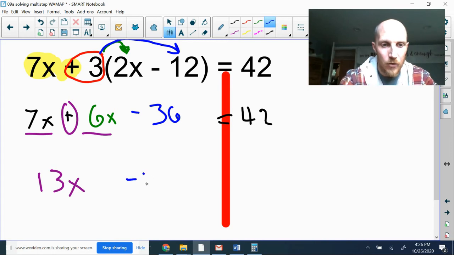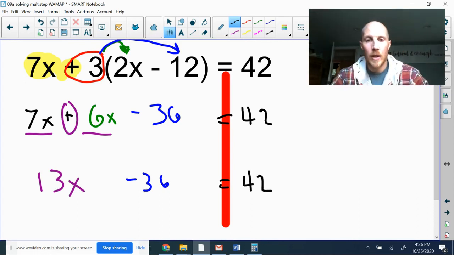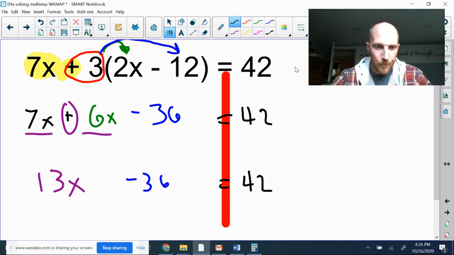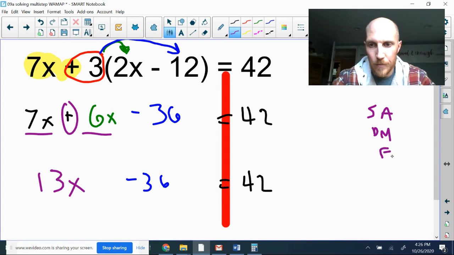This minus 36 drops down to my next line. Equal sign stays right on that barrier. 42 has not changed. Next up, I'm thinking SADMEG. There she is. There's SADMEG.